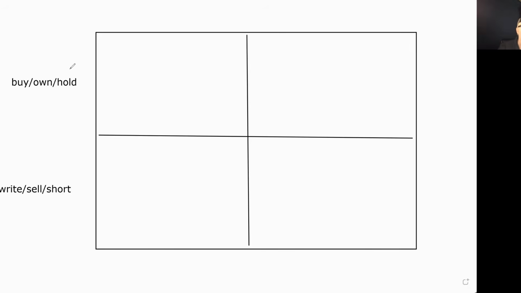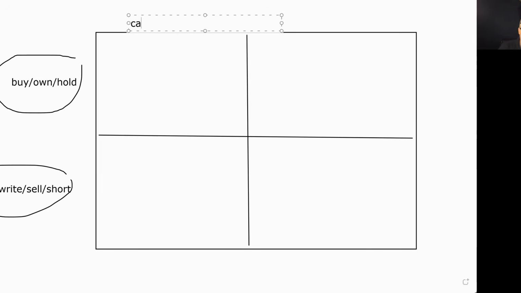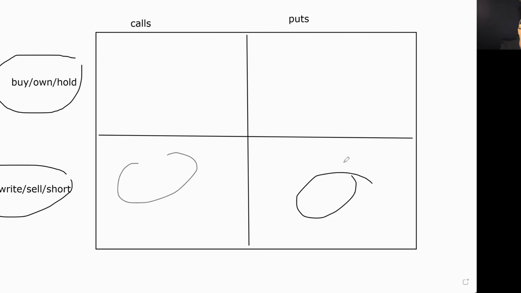Okay, now I'm going to give you a little gift. I'm sure you have some version of this, but I just want you to have it on record. We have a little option box to keep everything straight. Buy, own, hold, and sell, short. So either you buy, own, or hold options, or you write them, sell them, short them. The other part is calls or puts. This box is buy a call. This box is buy a put. This box is short a call. This is short a put.